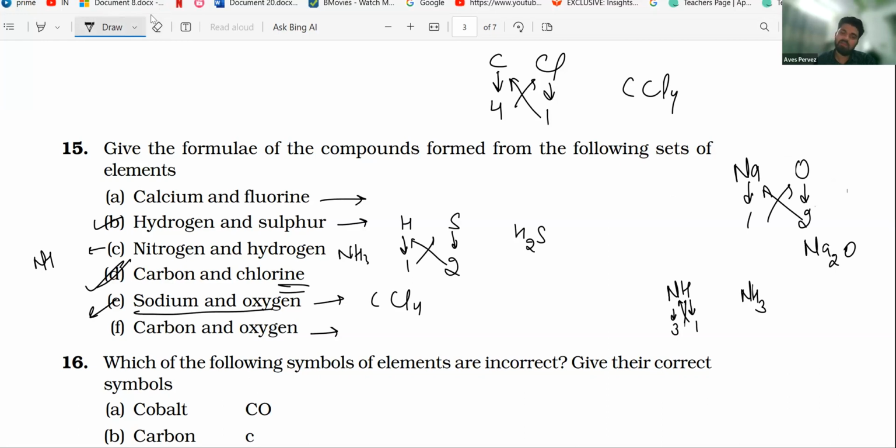Now carbon and oxygen. Carbon has valency 4, and oxygen is 2. So C2O4. When they have numbers which can be divided by each other, we can cut them. We get 1 and 2, so this will be CO2. This is very common, we use it as carbon dioxide.